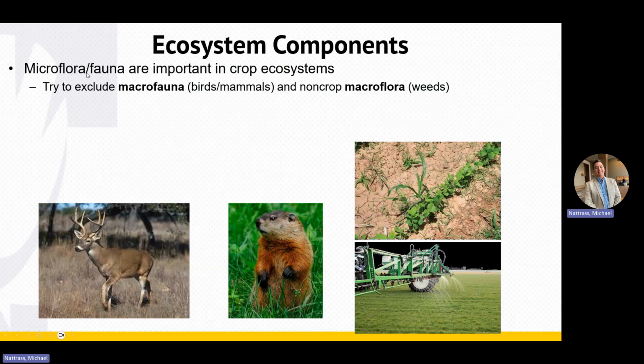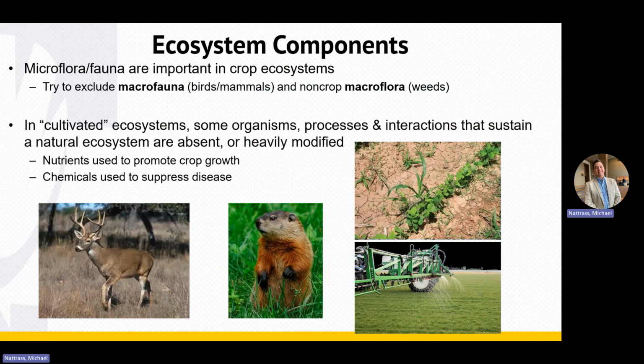So we've got microflora and fauna. These are going to be things like our macrofauna, large birds and animals, and then macroflora, things like weeds. And so, how do we get rid of the weeds? Well, you can go out there and you can hoe them up. There's no shovel resistant weed. But do we have the time and the energy for that? No. So we might choose to spray some chemical that is going to minimize the impact of those weeds.